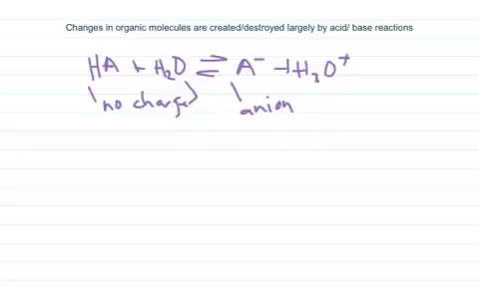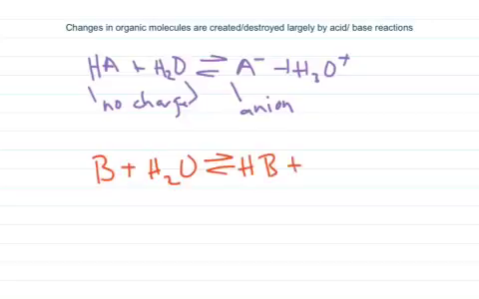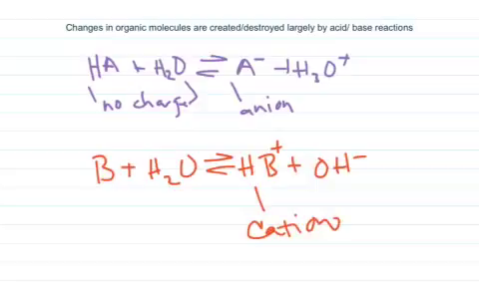Now when we do the base, we have our base plus water. We form a cation right here. So again, we have no charge, and then we form a cation. Now, why is this important?